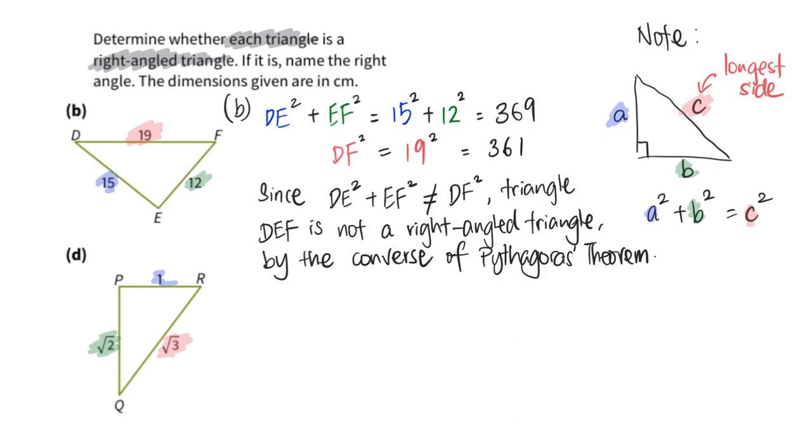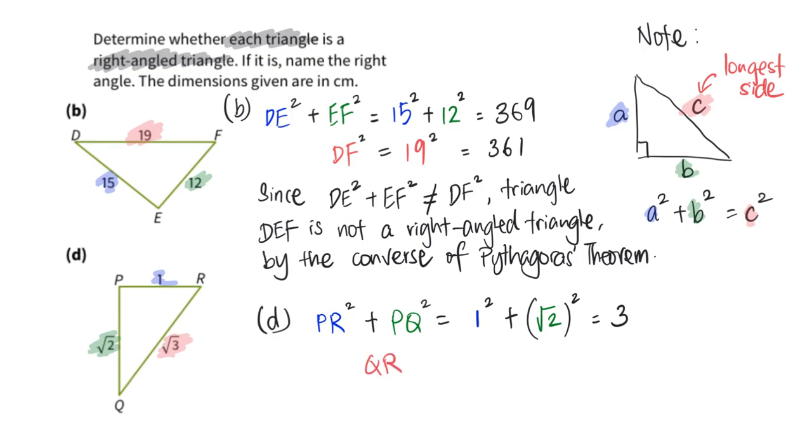So I'm going to repeat for part D using the same method. And this gives me a value of 3. And for QR square, which is my square root 3 square, this gives me 3 as well.